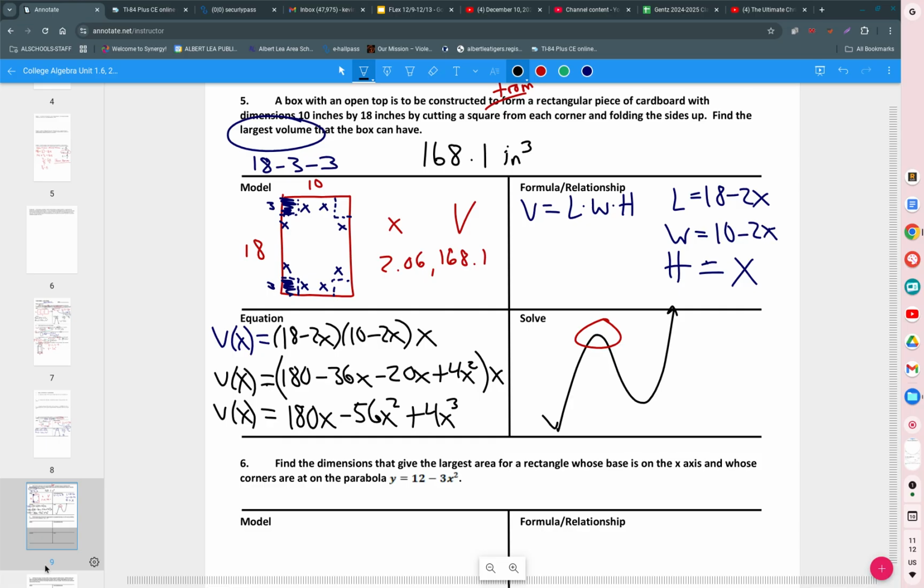So 2.06, that's the size of the square that you need to cut. A 2.06 by 2.06. If you cut 2.06, that's going to produce a volume of 168.1. Why isn't this bad? Because in the problem, x is x and the y is b. We're doing word problems too. See, the output is b. Oh, gotcha. So that's your y values.